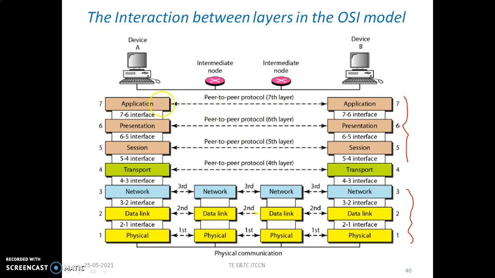This is what the line indicates: peer-to-peer protocol, where layer-by-layer communication is held, and actual direct communication is held with the help of the physical layer, with the media connected between the 2 lowest layers at both ends. So direct communication is held with the help of the physical layer.